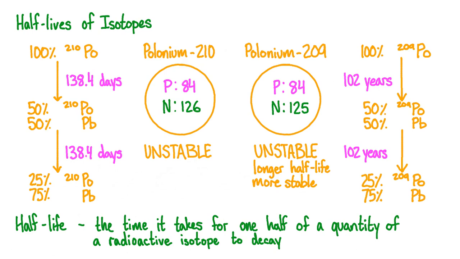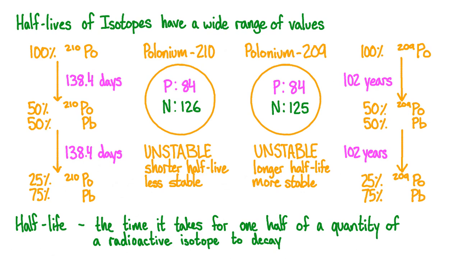A longer half-life means slower, more gradual decay, and less radiation emitted over a given time period. On the other hand, polonium-210, with its shorter half-life, is less stable. Its atoms more readily break down into lead and alpha particles, and it releases more radiation over a given time period. It's also worth noting that the half-lives of isotopes have a wide range of possible values.